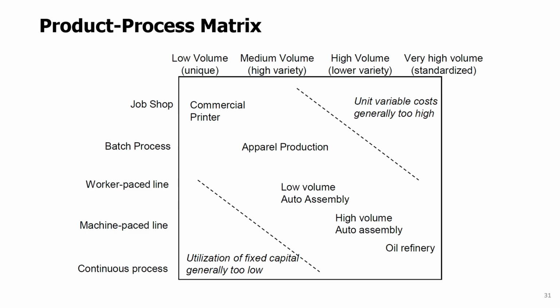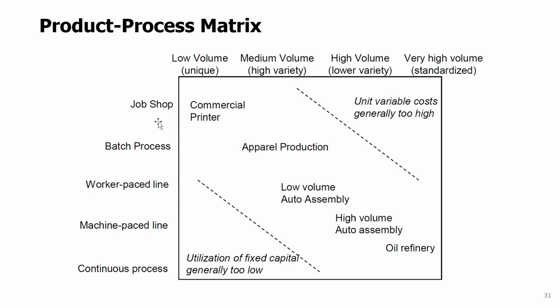Product process matrix. When you compare different processes in different operations, we will notice that there are certain types of processes that are used for products with different volume and different variety. Many products, when they are introduced for the first time, when there is a certain innovation occurring, are often produced in a job shop.